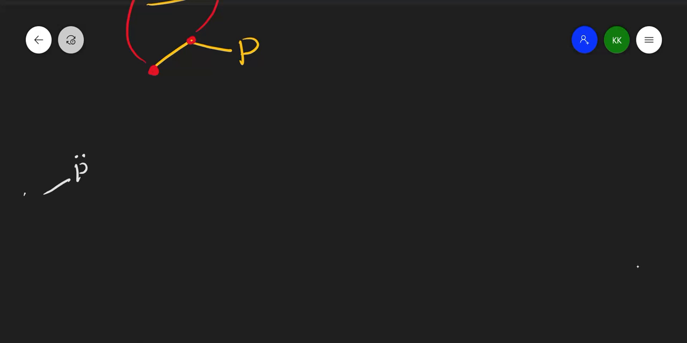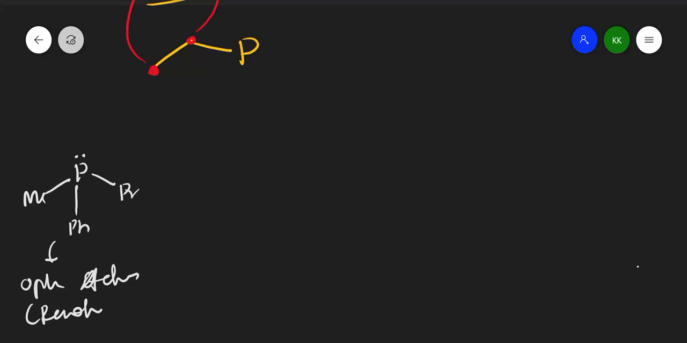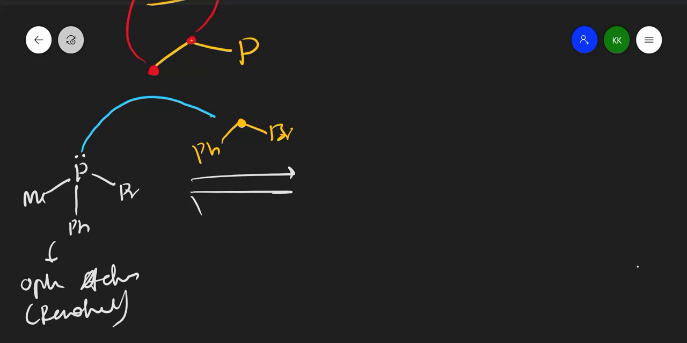So we discussed this compound: methyl, phenyl, propyl is there. This compound is optically active. So scientists resolved this compound, and they treated it with PhCH2Br. Here the CH2 group is there, and here this lone pair is there. So it is an SN2 kind of reaction. This bromine is a good leaving group, leaves the system.